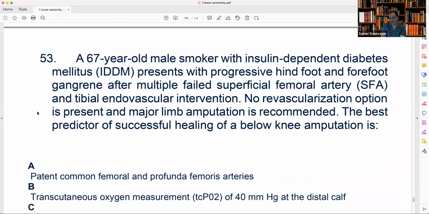So you can still get skin necrosis. Usually what we do is measure the skin oxygenation, which is called TCBO2, and it has to be more than 40, as mentioned in the question. The only problem with the TCBO2 is that it's very sensitive to the temperature of the room, so it has to be calibrated.